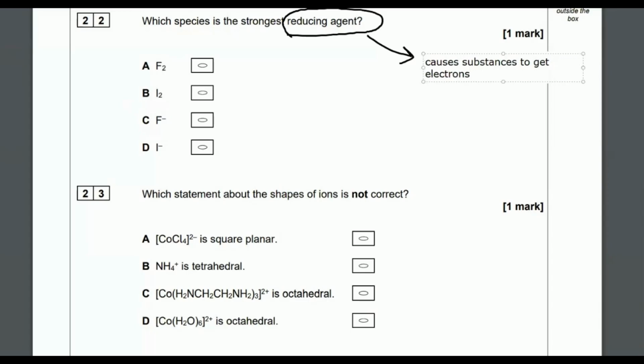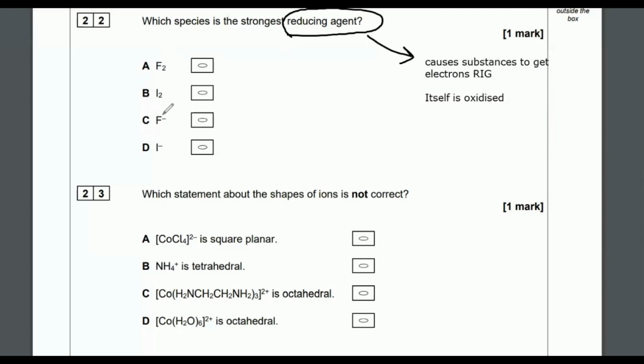Reduction is gain of electrons. So, OIL RIG, they're going to gain electrons. Itself is oxidized. So what I mean by that is the reducing agent must lose electrons. So I'm asking myself, who here is the most capable of losing electrons? Fluorine, covalently bonded, doesn't want to lose an electron. Iodine, same thing, probably more susceptible to losing an electron than fluorine.